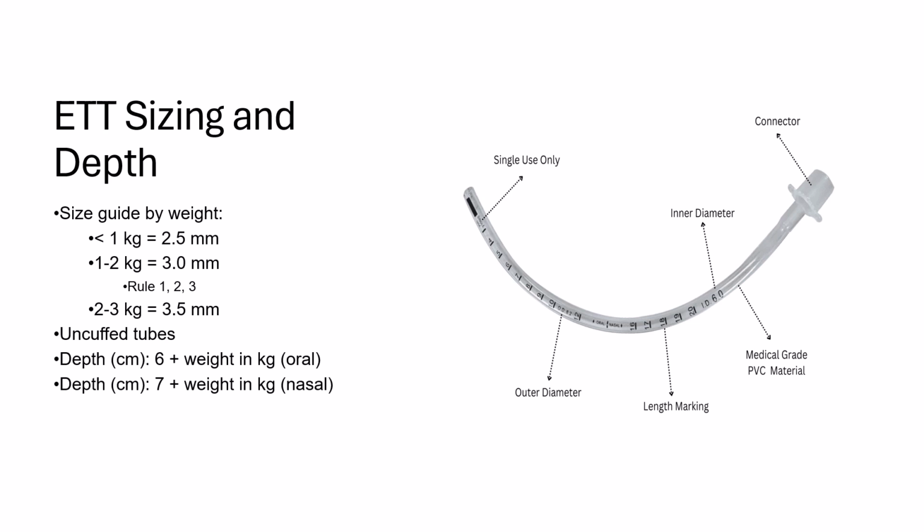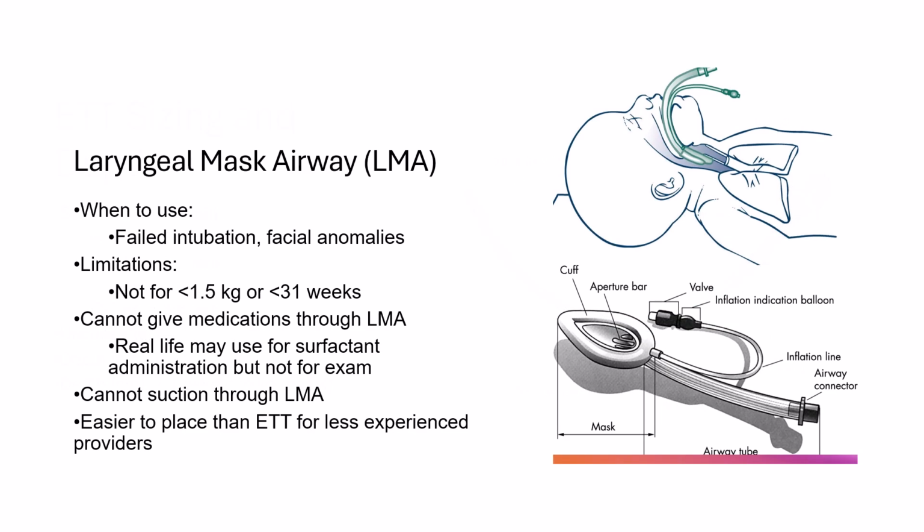For depth, use this formula. For oral intubation, depth in centimeters equals 6 plus weight in kilograms. For nasal intubation, depth in centimeters equals 7 plus weight in kilograms. These formulas give you a starting point, but always confirm placement with clinical signs and carbon dioxide detection.